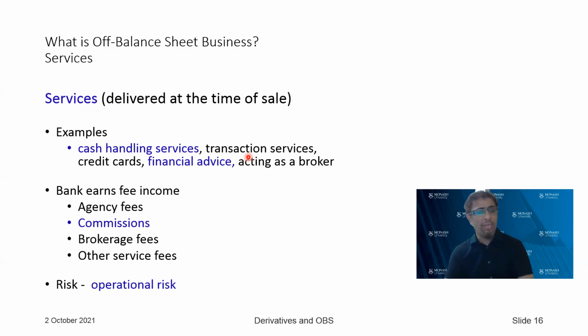Now, the services, banks do that. They deliver a lot of services. And for those services, they receive agency fees, commissions, brokerage fees, other service fees. And this is actually a considerable amount of money, because they provide those services. Now, examples of those services can be cash handling services. For example, they move the cash of the banks through the ATM machines, from the head offices to the branches. They can do all those things.